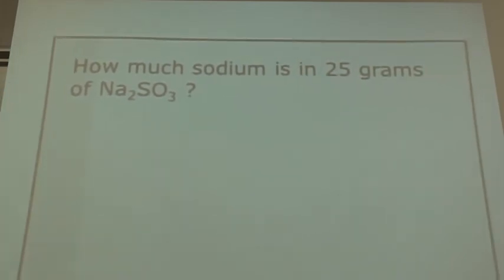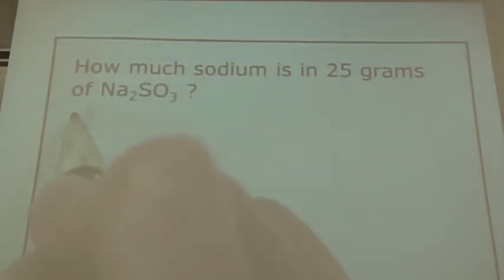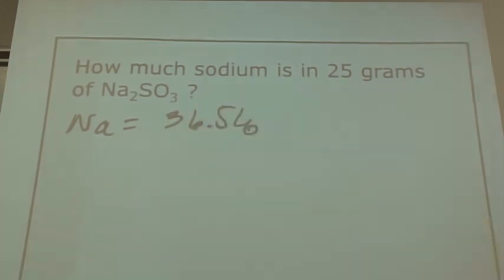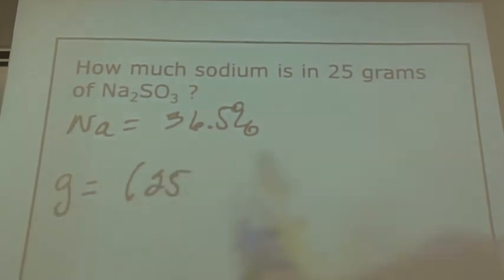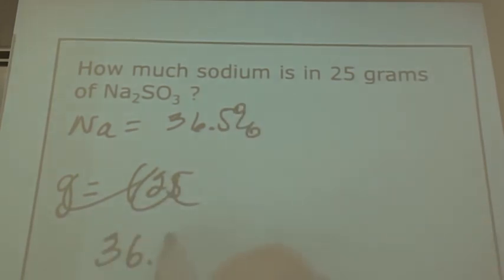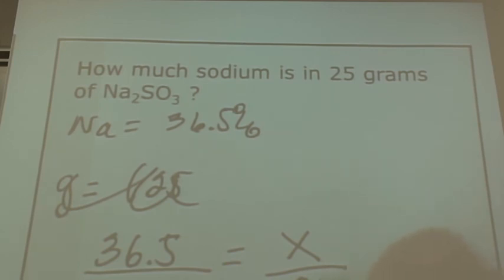How much sodium is in 25 grams of sodium sulfite? One more time, that sodium was 36.5%. How would you do that? Would you do 36.5 times the 25? Yes, exactly so. You would say the number of grams is equal to the 25. It's a ratio, isn't it? If 36.5 over 100 is equal to X over 25.